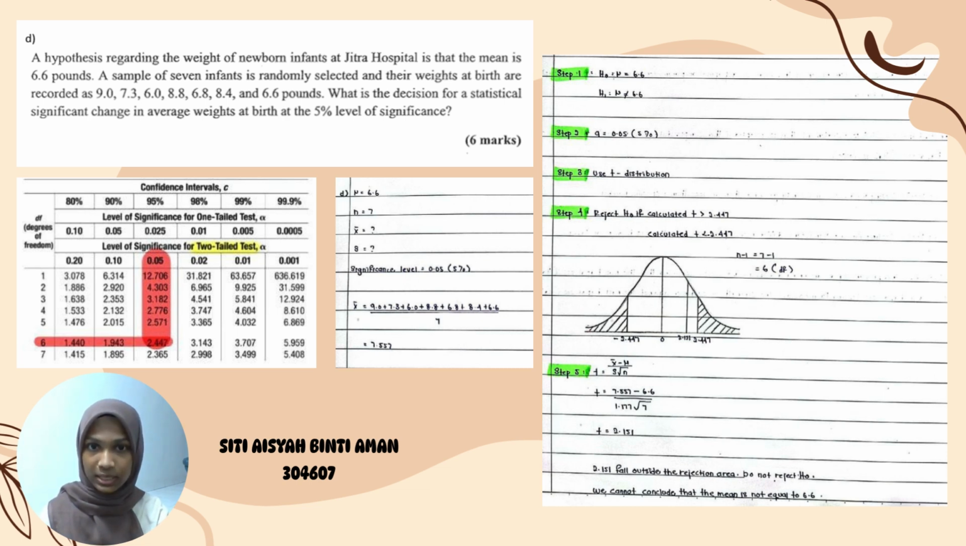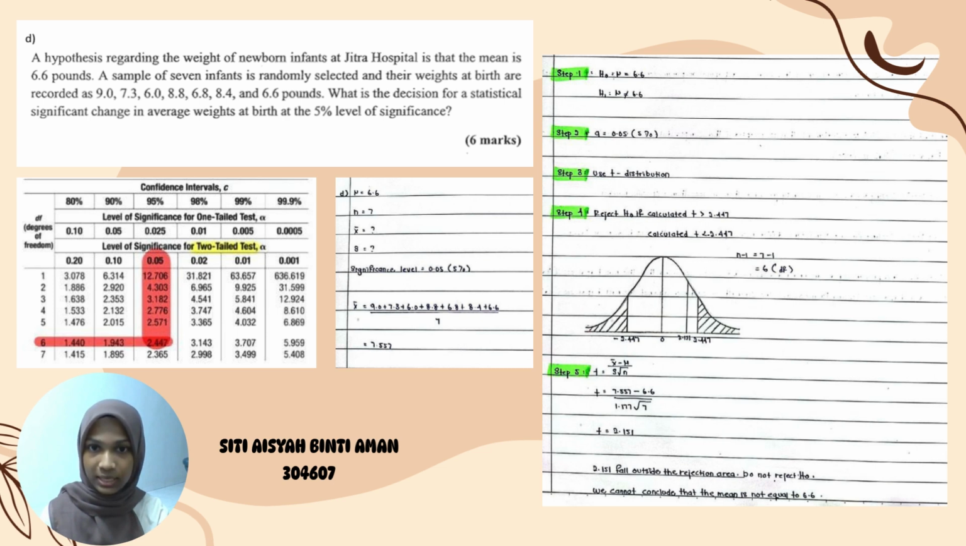Step 1. State the hypothesis. Since the question asks whether there is a statistically significant change in the average weight, this is a two-tail test, so the null hypothesis is mu equals 6.6. The alternative hypothesis is mu is not equal to 6.6. Step 2. State the significance level, which we were given as 5%.